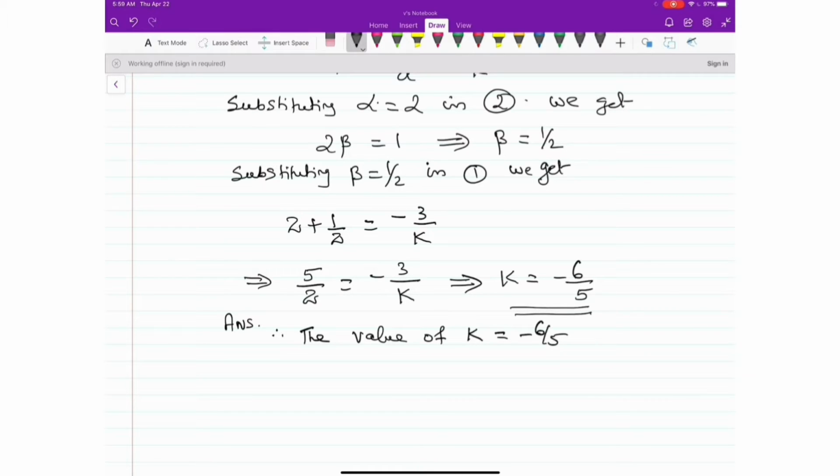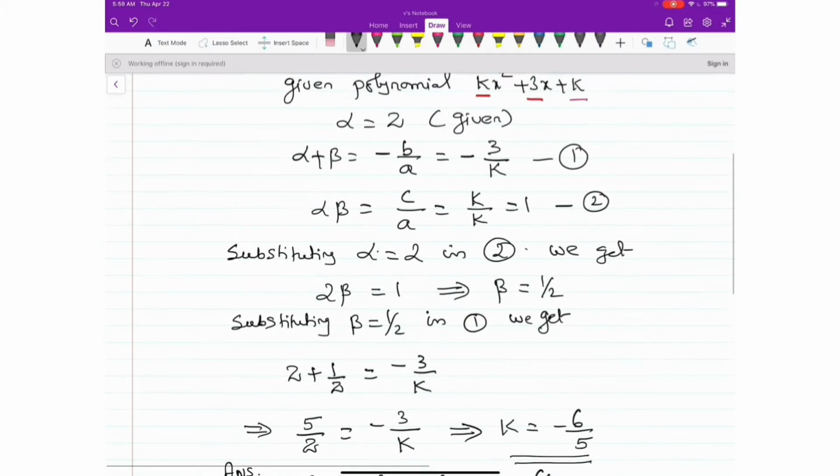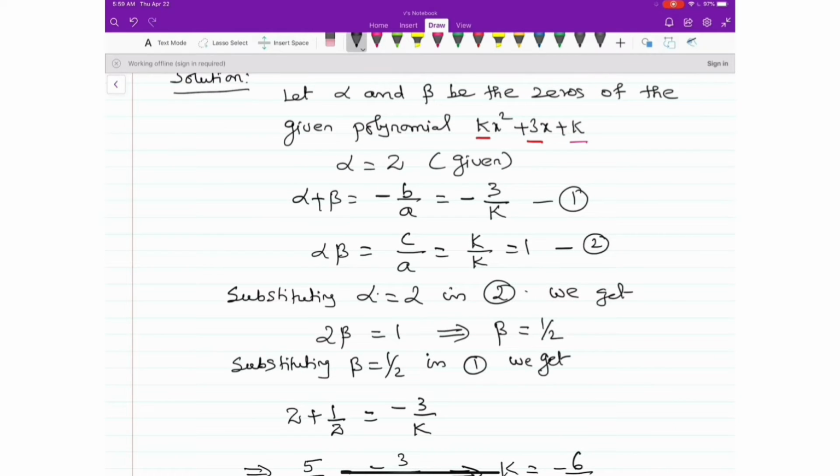If the same question is going to be asked for 1 mark, straight away you can write alpha plus beta is equal to minus 3 by k, alpha is equal to 2, substitute. Then alpha beta is equal to k by k, which is equal to 1. No need to write substituting alpha is equal to 2 and all. You just put implies, in place of alpha you can substitute 2 and then simplify it. So you can reduce these steps for 1 mark.